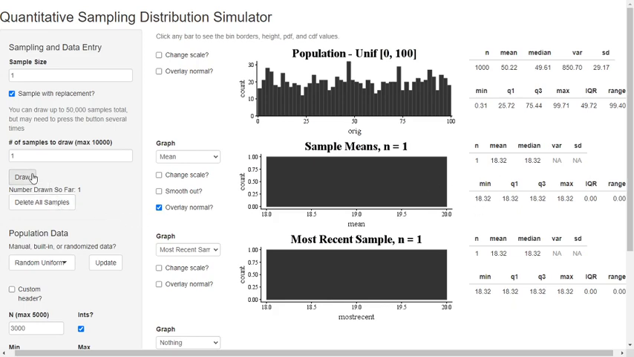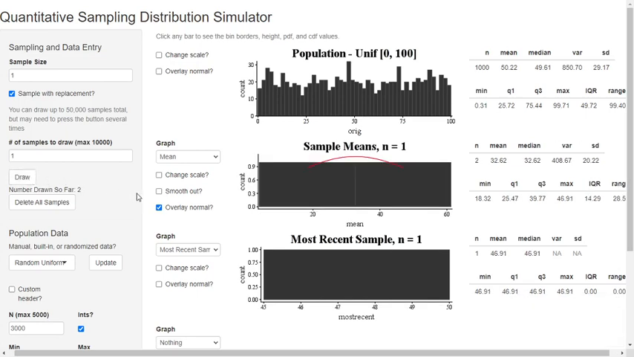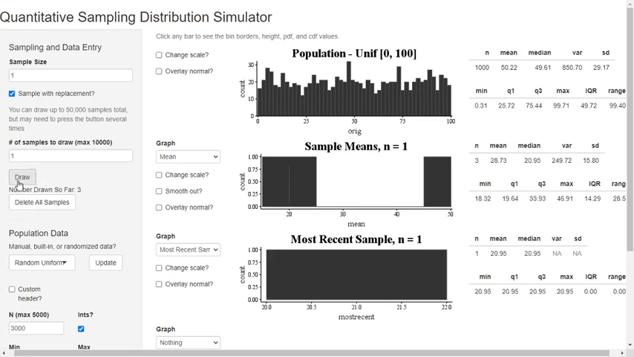If I draw one more, now my average is 32.62, but that's because my most recent point was up at 46.91. So when you average that with the previous one, you get an average of 32.62. Let's do a third one to make it a little more obvious. Now you can see that one of the data points I selected was between 15 and 20, another was between 20 and 25, another was between 45 and 50.